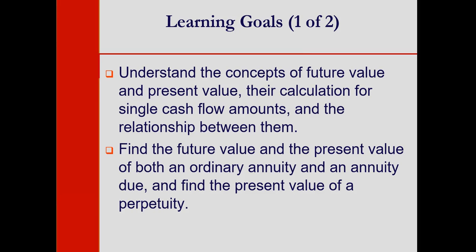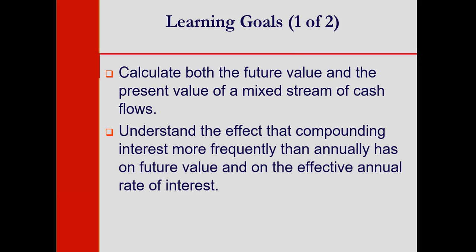The major objectives for this lesson are to understand the concepts of future value and present value, their calculations for single cash flow amounts, and the relationship between them. We will see how future value and present value are related to each other. Then we'll find the future value and the present value for an ordinary annuity as well as an annuity due. We will also discuss the present value of a perpetuity. Then we calculate both future value and present value of a mixed stream of cash flows.